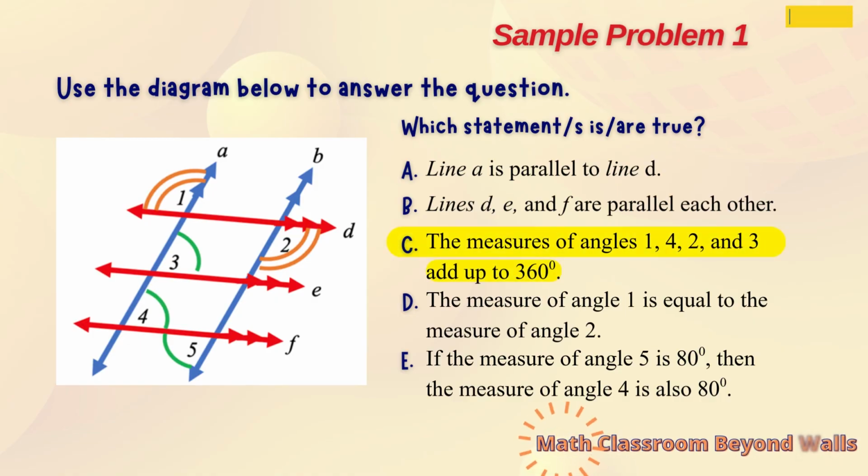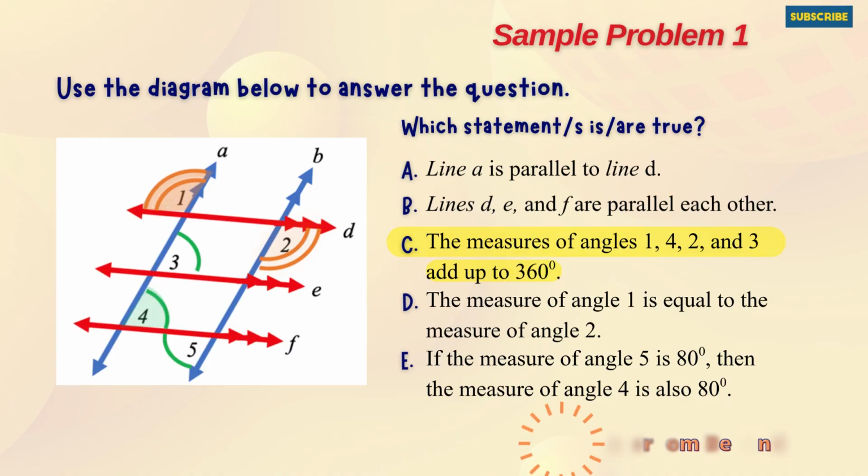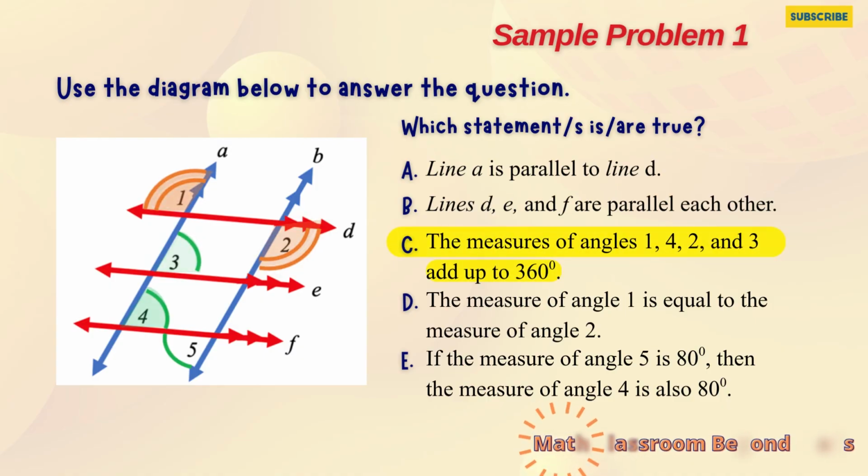Look at the diagram, learners. Angle 1 has 2 arcs, angle 4 has 1 arc, angle 2 has 2 arcs, and angle 3 has 1 arc. So we have a combination of angles whose measures add up to 360 degrees. We now move on to option D.